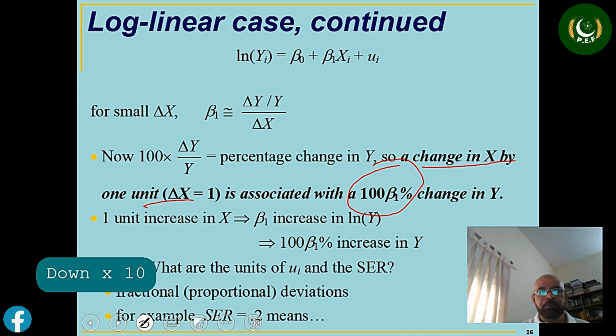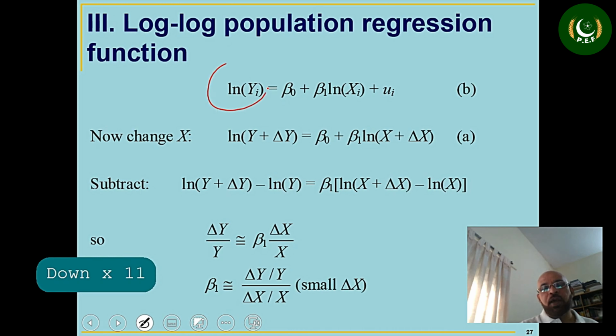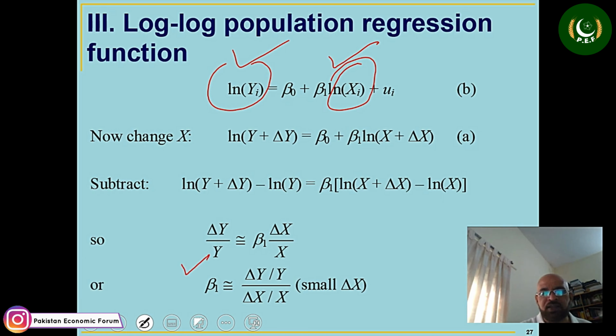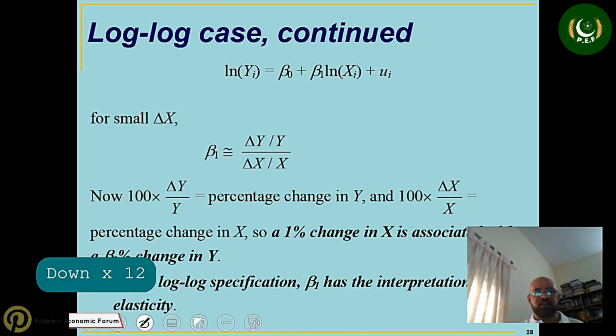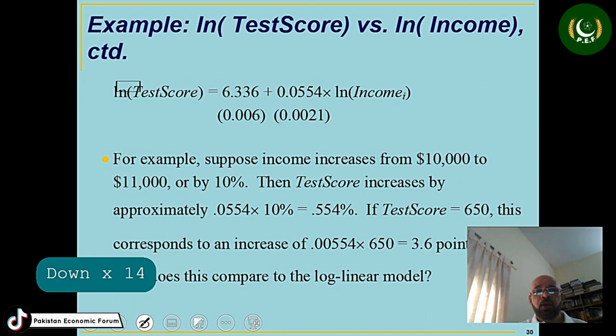The last one that we are very familiar with is log of y, log of x. This is basically a percentage change in x leading to a percentage change in y. This is called elasticity. If we don't take logs, it is the change in y over change in x, which is the slope. But when you take it in percentage form, both numerator and denominator, it is elasticity. So a 1% change in x is associated with a beta 1% change in y. This is what we have interpreted already.